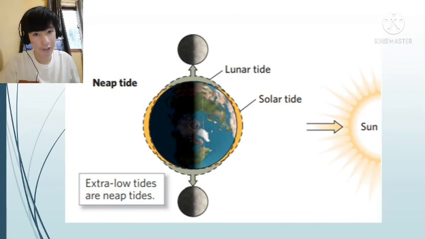Here we have a picture depicting how a nip tide works. Instead of having the sun and the moon aligned with each other, it is the opposite, because they are at a right angle to each other. Their external force or gravitational pull does not work together, but instead contrasts. This creates lower low tides. So this is what we call nip tides.